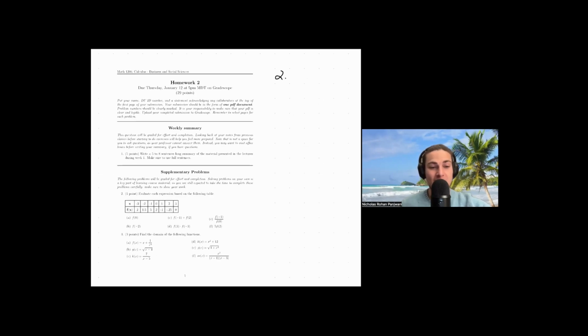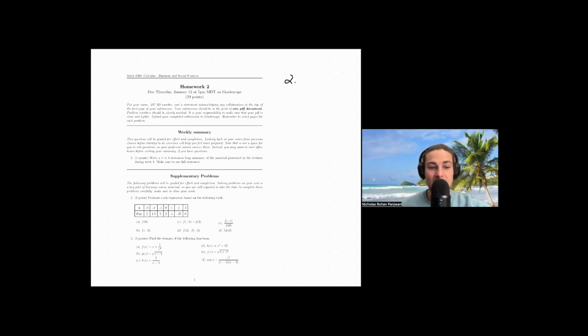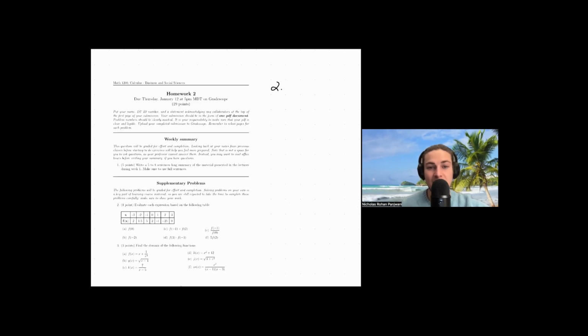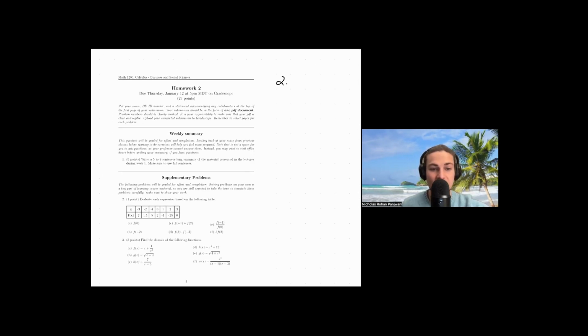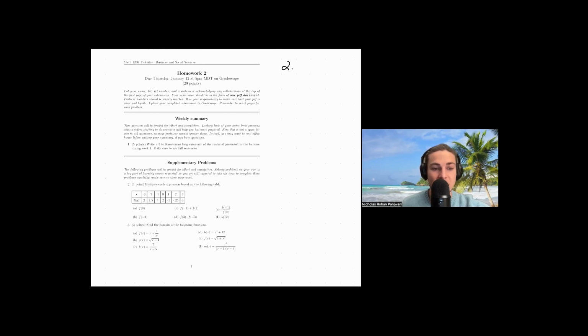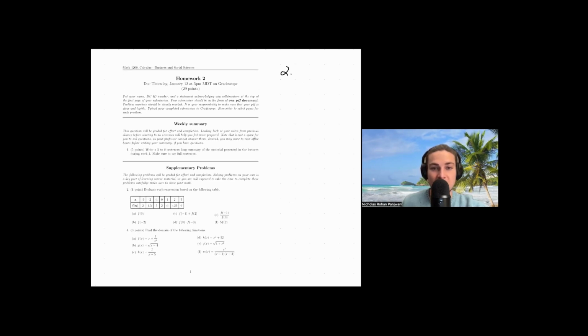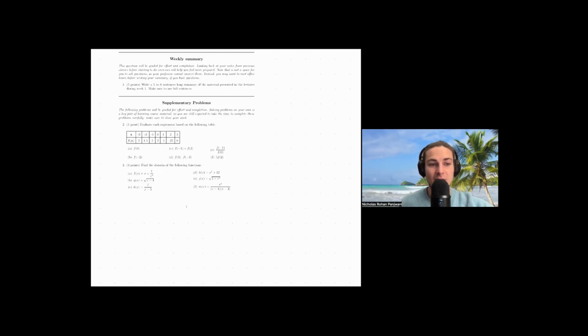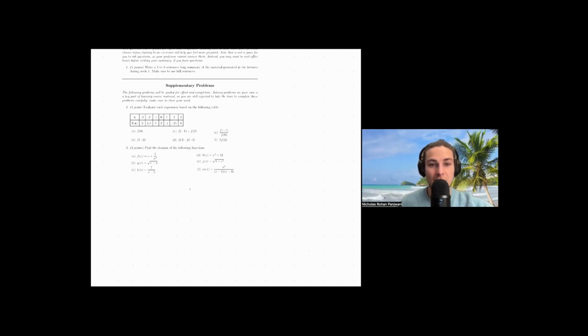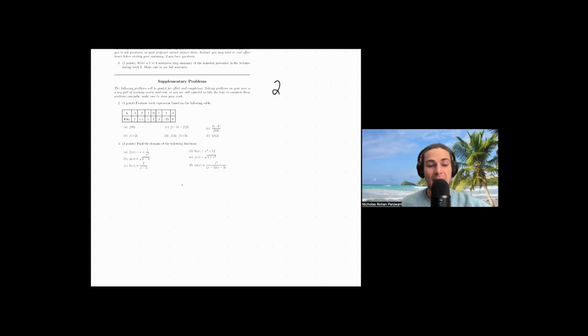Homework number 2 and problem number 2. Evaluate each expression based on the following table. So the skill that they're testing here right off the bat is using this table and reading information off of it. And this is something that I talk about quite a bit with my in-person students, is the fact that math in general, and calculus as a subset of math, is like learning a language.